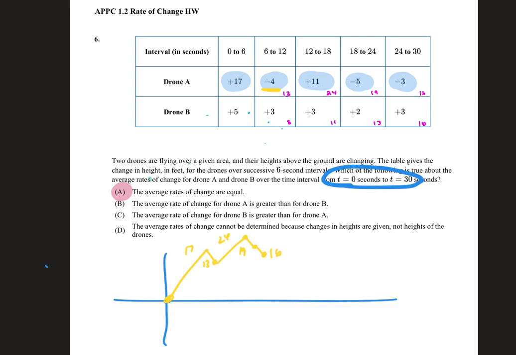And B, wherever it started, which we're saying the same place, goes up 5, goes up 3, so now it's at 8, goes up 3 again, so now it's at 11, goes up 2 again, so now it's at 13, goes up 3 again, so they both finished at the same place. So if you went from 0 to 30, your rate of change would have gone from 0 to 16, they would have been the same.